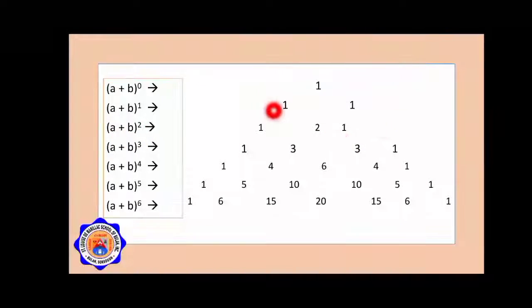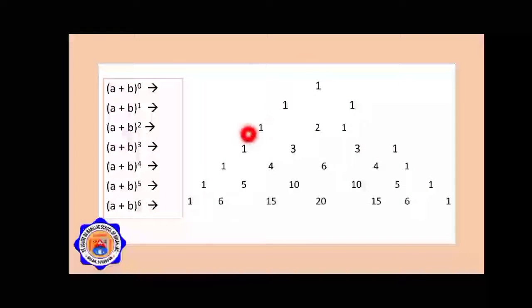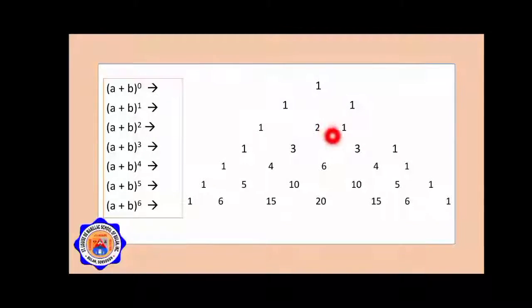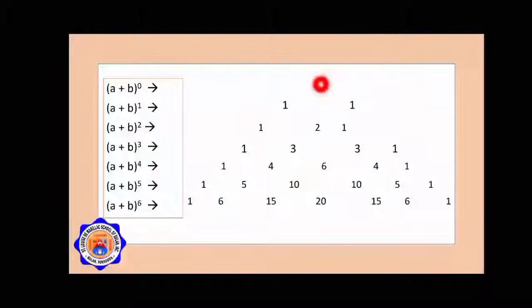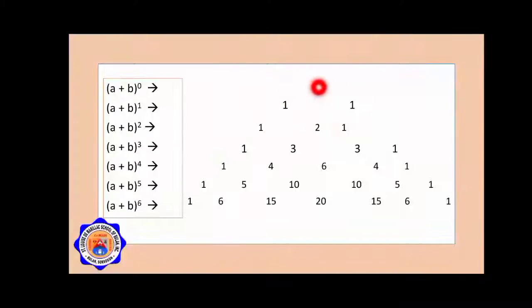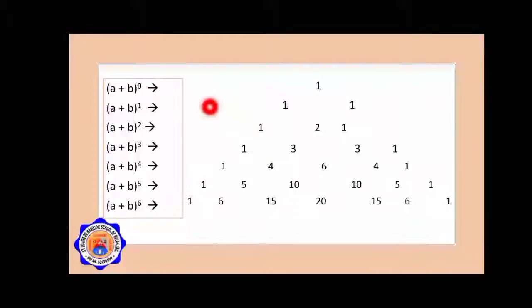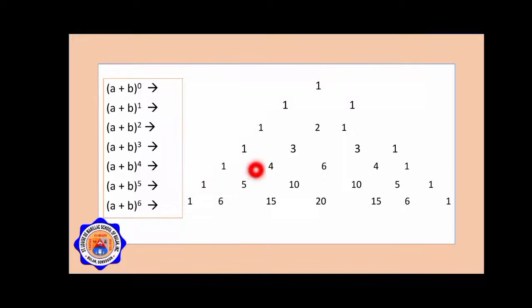Ang makukuha nating coefficient doon is 1, 2, and 1. Sorry, this one is supposed to be here, hindi diyan. Kasi, ang pattern dito is from this: 0 plus 1, the answer is 1, and 1 plus 0, the answer is 1. Then, if you add this 1 and 1, or 1 plus 1, it is equal to 2.